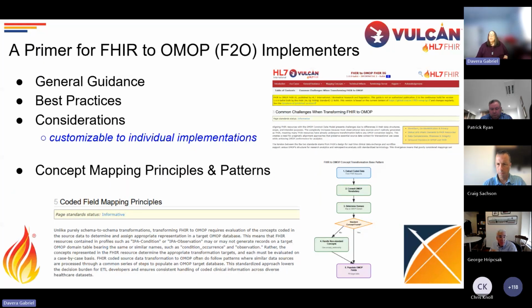First, there's a good deal of narrative content that provides guidance, best practices, and considerations when you transform FHIR-to-OMOP. This is conventional wisdom. It's foundational knowledge. It's pragmatic guidance that resulted from our working group discussions with experienced developers as we curated the prior FHIR-to-OMOP transformations. Of particular importance, the implementation guide provides detailed FHIR-to-OMOP concept mapping principles. And this includes common concept mapping patterns and the decision logic to employ each of these patterns.